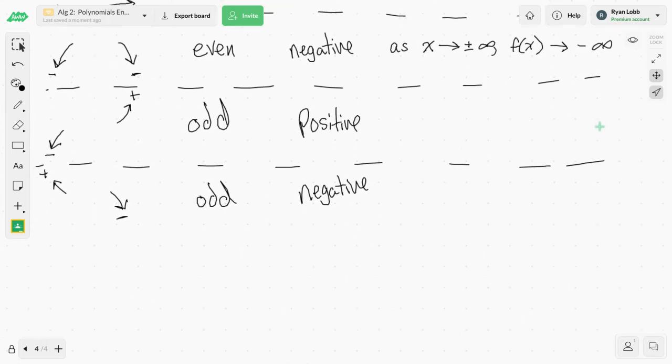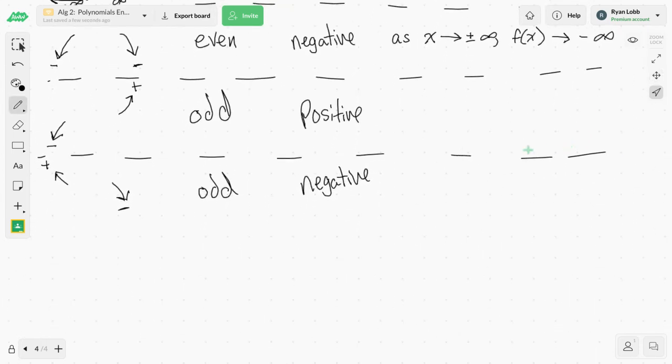Now we get down to the odd ones. The odd ones are a little different because we're not doing the same thing as we go in both directions. As we move to the right, my y is doing one thing. As I move to the left, my y is doing another. So we separate that into two statements.